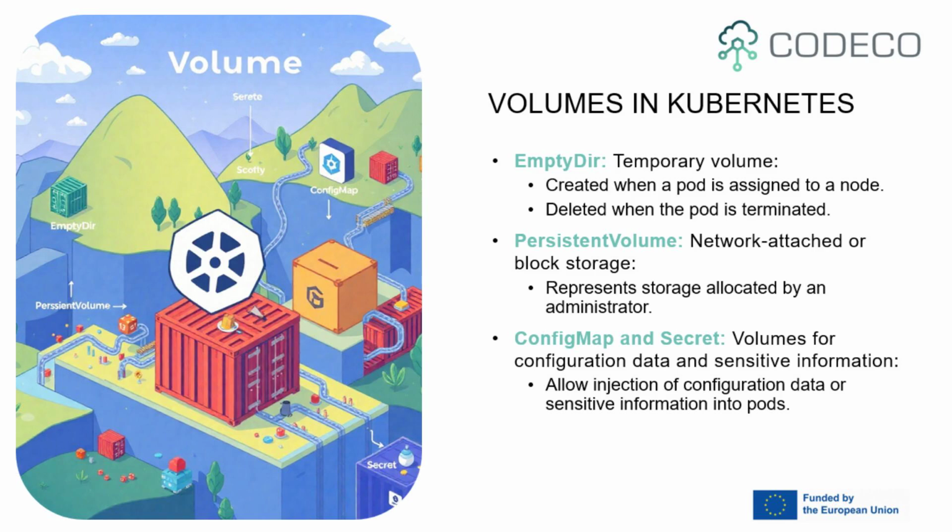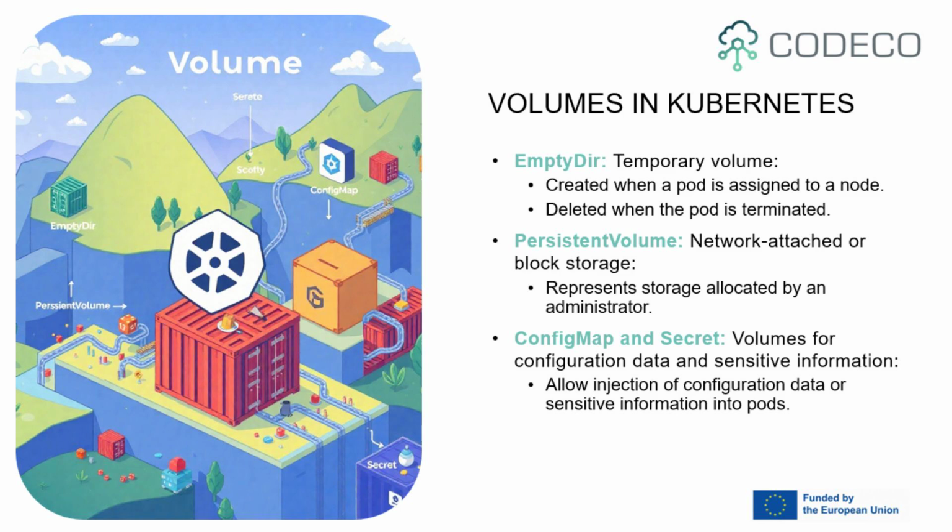Volumes in Kubernetes provide persistent storage for containers. They allow data to persist beyond the lifecycle of individual pods. Kubernetes offers various volume types such as emptyDir, a temporary volume that is created when a pod is assigned to a node and deleted when the pod is terminated.